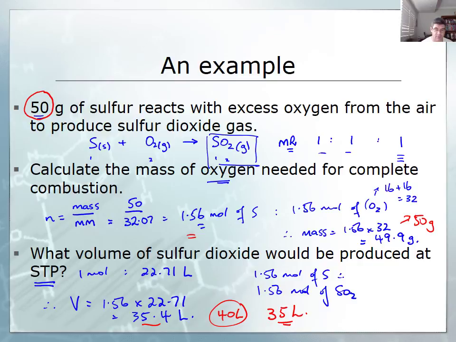Generally speaking, we'll have a few more than just the one significant figure. I wouldn't expect you to write this down as 5 times 10 to the 1 grams. We'd probably write this down as 5.0 times 10 to the 1, and therefore that gives us a second sig fig, which still brings this to 50 and this to 35.